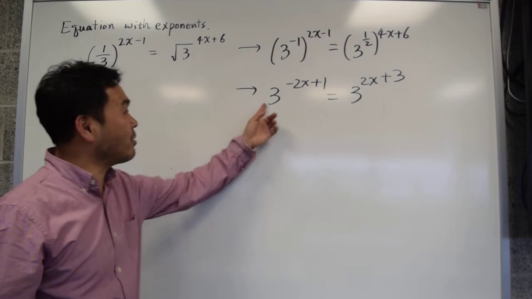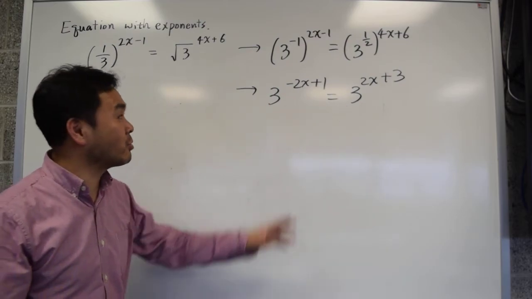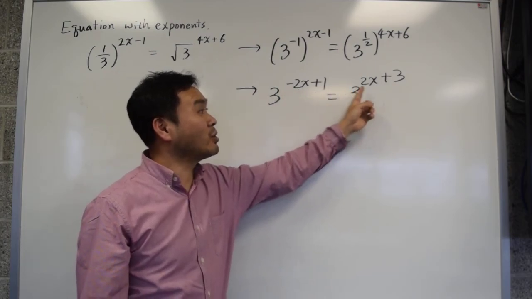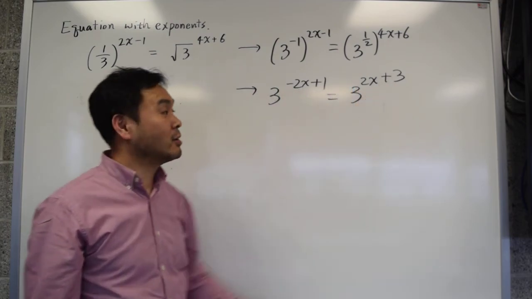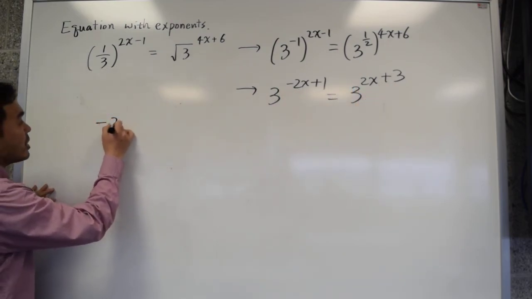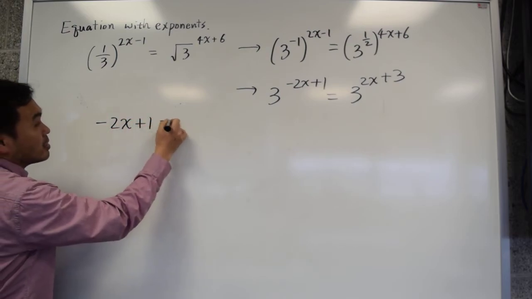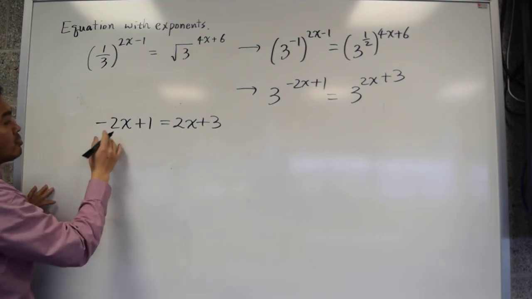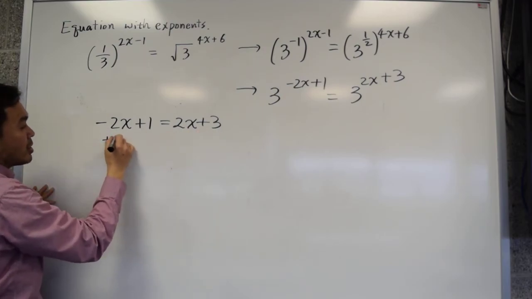Okay, now that they have the same base, what can you conclude? For these two to be equal, what do we know? The exponents should be the same, right? So we have to have negative 2x plus 1 equals 2x plus 3. Let's move the 2x to this side by adding 2x.